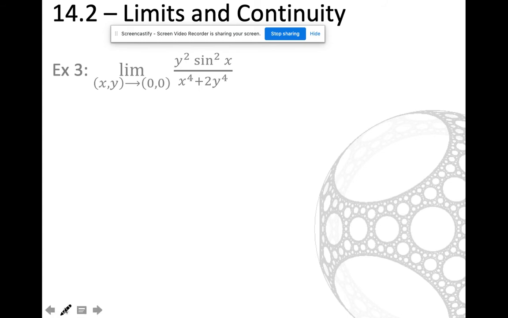All right, let's try this one. I wanted to show this one because the hint to this one sometimes, again, as you do more of these, you start to see patterns, right? So I can pretty quickly see here that my horizontal and vertical are both going to give me 0. Can you see that? If I do, first I plug and chug, and I do get 0 over 0. So I'm going to try my paths.